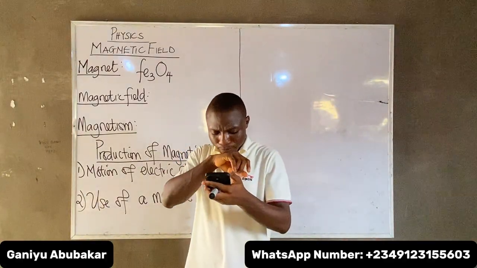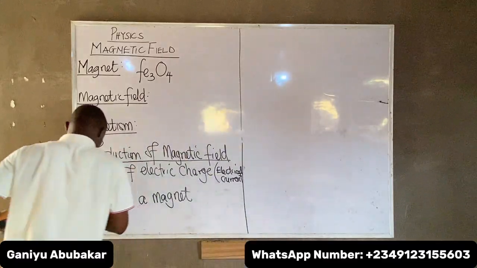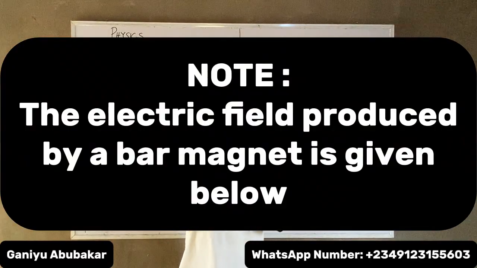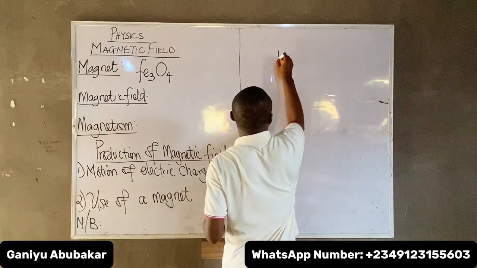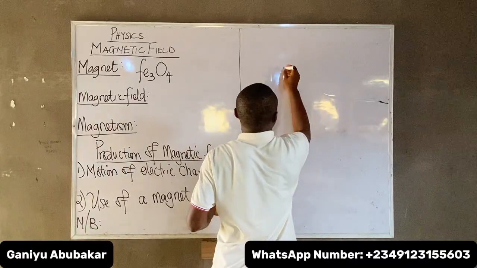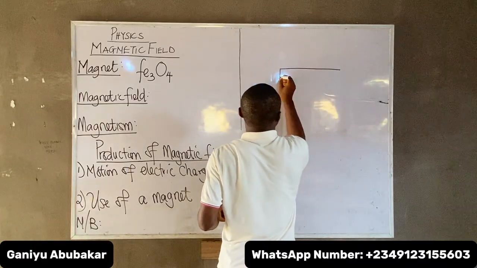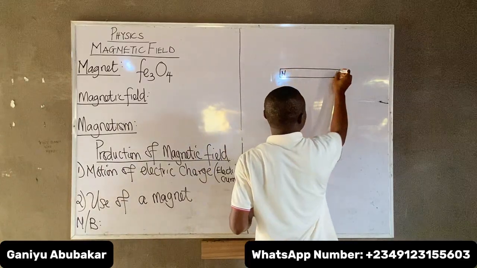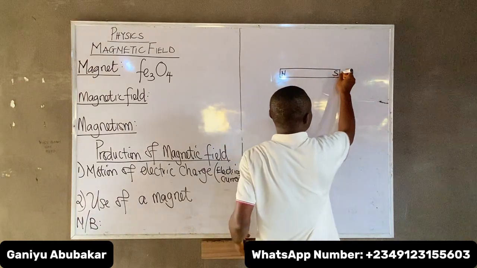Having said this, note please. The magnetic field produced by a bar magnet is given below. Let's draw this out.